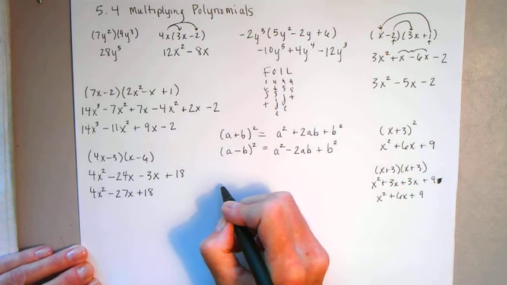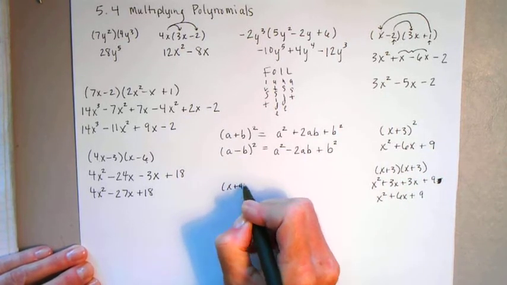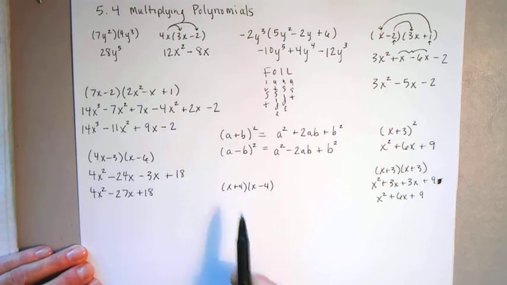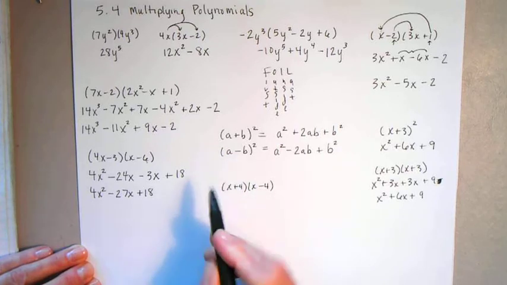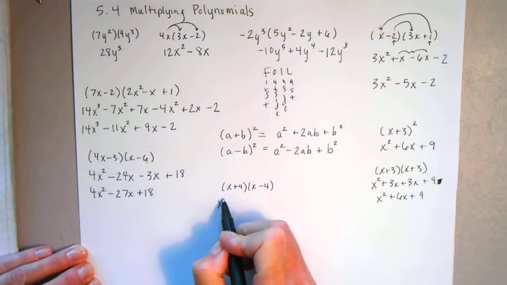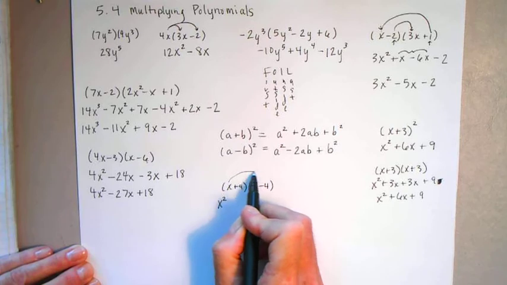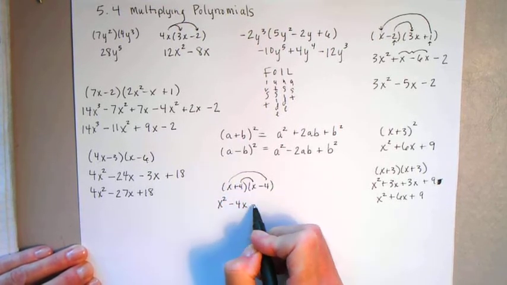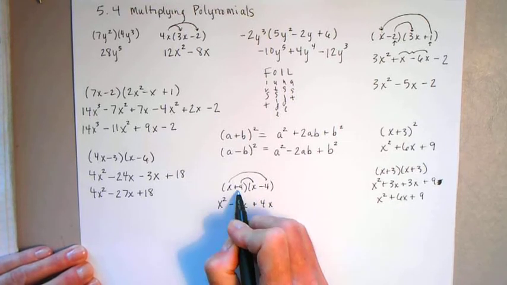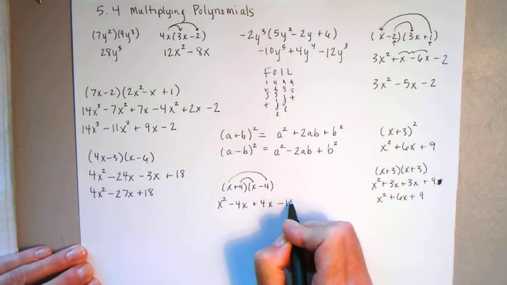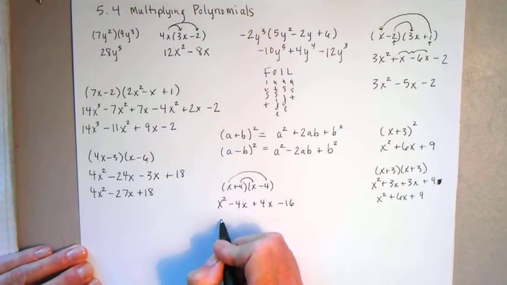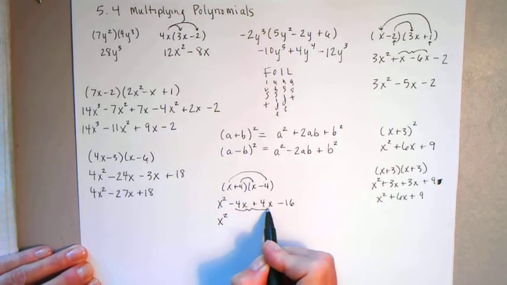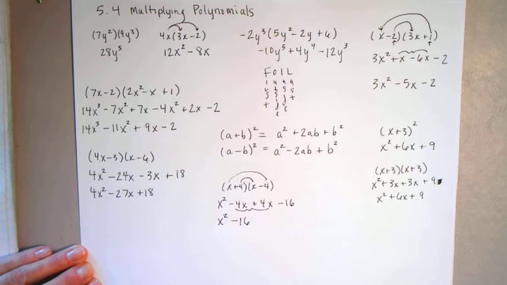Now, what if they give you x plus 4 times x minus 4? Let's look at what happens then. So this can't be written as a square, but we know we just FOIL it. So let's FOIL it. First times the first, outside times the outside, inside times the inside, and last times the last. Then, combining like terms, what happens to your outside and inside? Right there, one's negative, so they're gone. So this is really helpful.